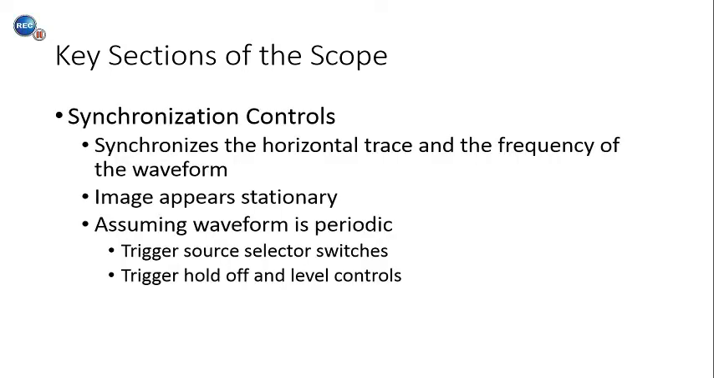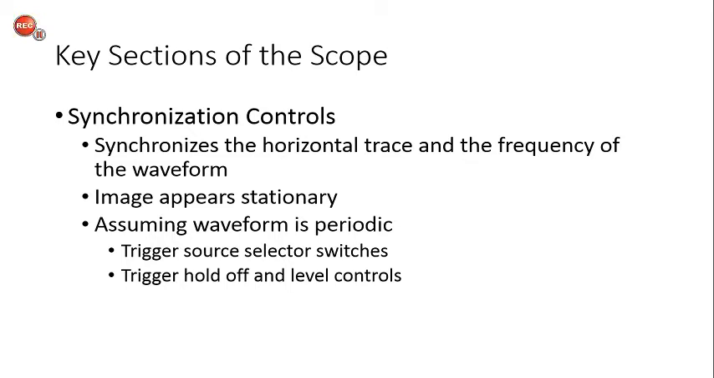So there are synchronization controls. This synchronizes the horizontal trace and the frequency of the waveform. So if we're measuring a waveform that has a frequency of 100 Hertz, we want the sawtooth wave on the horizontal plates to also be at 100 Hertz. They need to match and be equal, or they at least need to be multiples of one another for zooming in and zooming out. But the synchronization controls can detect what the frequency of the input signal is, and then adjust the frequency of the sawtooth waves so that they match.